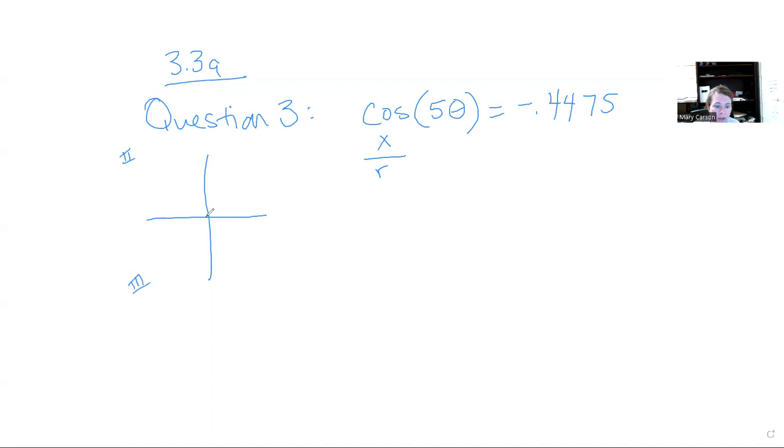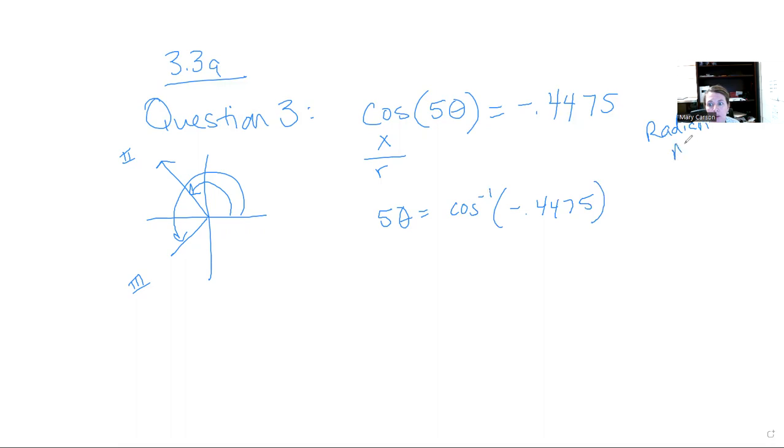So it's going to be some angle here, and then some angle here. Here are our two different angles that you're thinking about. What we would first do is put in your calculator the inverse of cosine of negative 0.4475. You need to make sure that you are in radian mode on the calculator. When you do this first one, it's going to give you this first angle here.